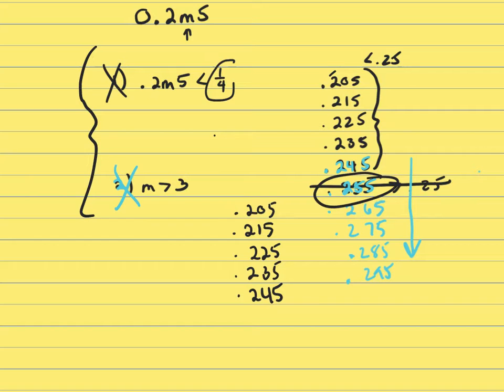Now, let's combine that with clue 2. M is greater than 3. I've only got one value where m is greater than 3, where m is 4. So that's your answer. And it took both of them together. So your answer is C.